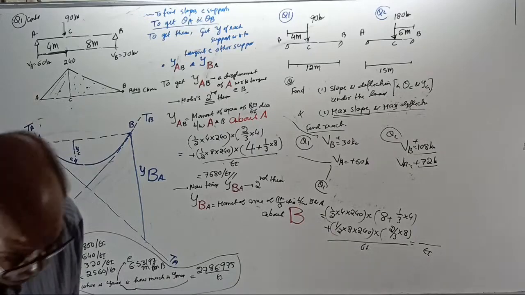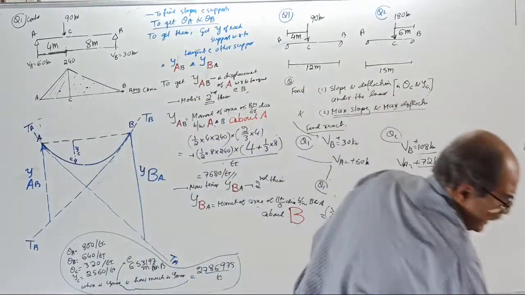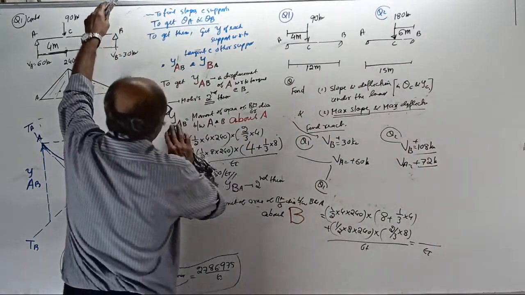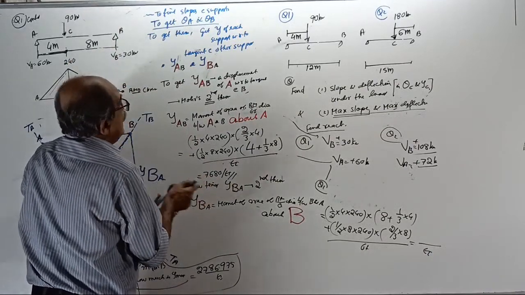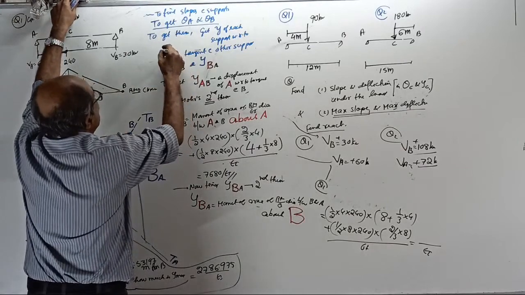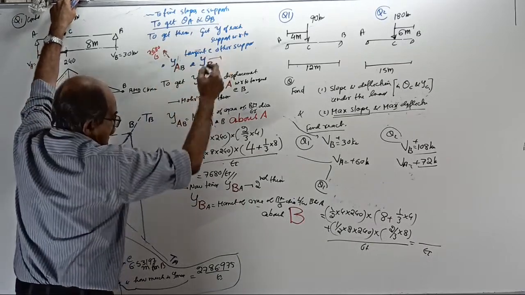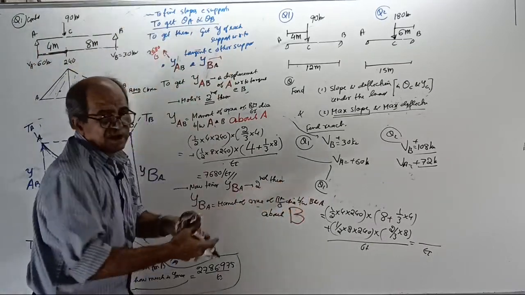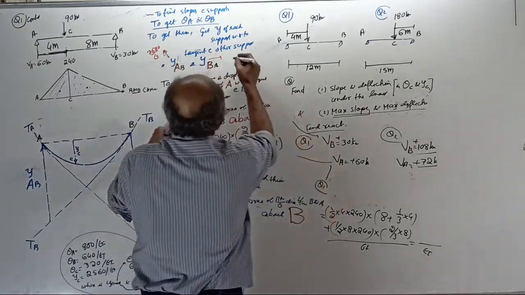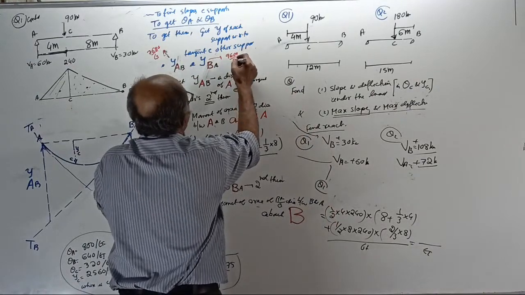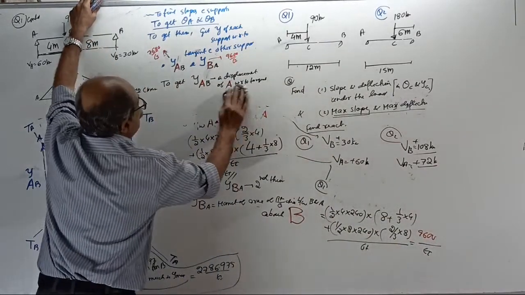Okay, now continue. Don't worry about these things. Now I will rub this so that I can go to the next step. So you know the value of YAB and YBA. Tell the answer. Your YAB came how much? 7680 by EI. Your YBA came 9600 by EI. Okay, thank you. 9600 by EI you got.